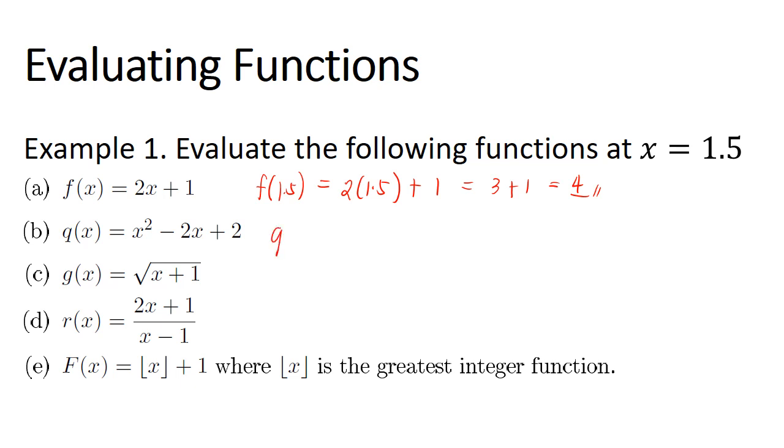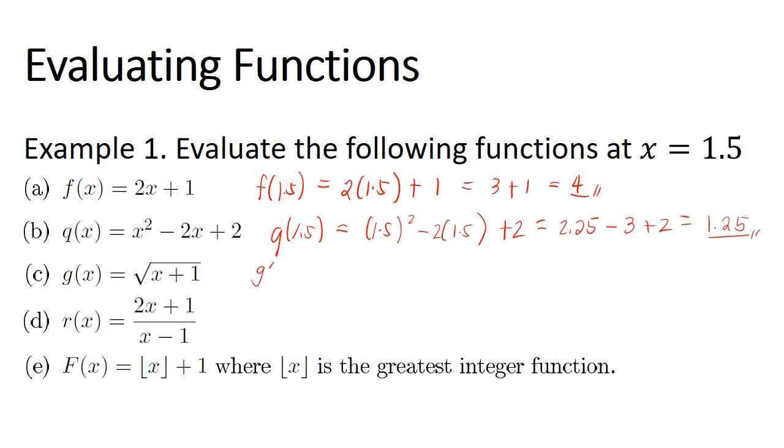Okay, how about letter B? Again, same principle. You just have to replace the variable x with the given value. So we got 1.5 squared minus 2 times 1.5 plus 2. This is equal to, 1.5 squared is 2.25, minus 2 times 1.5 is 3, and then plus 2, and that is equal to 2.25 plus 2, 4.25 minus 3, 1.25. So that is the value of q when x equals 1.5, or the value of function q of x when evaluated at 1.5.